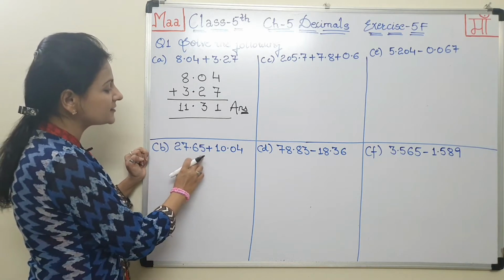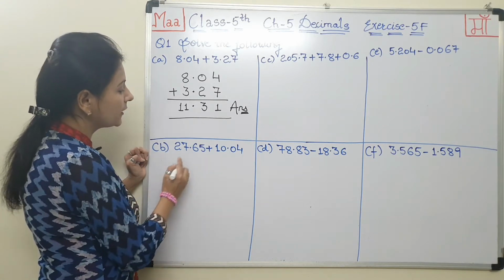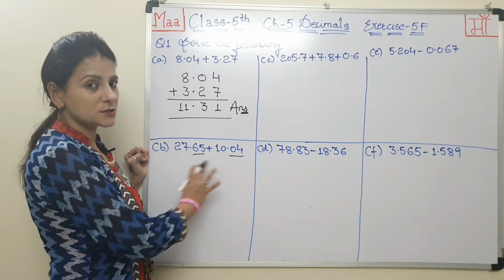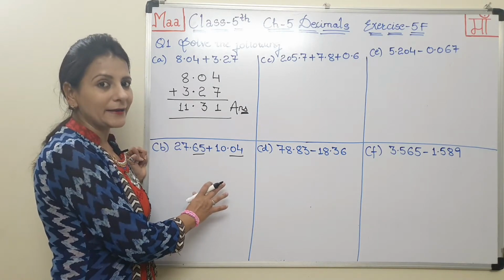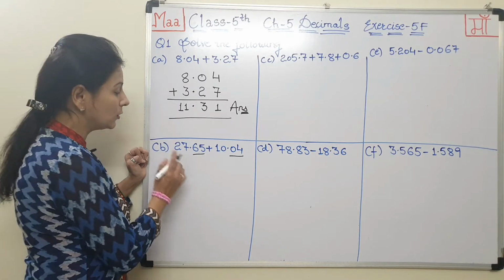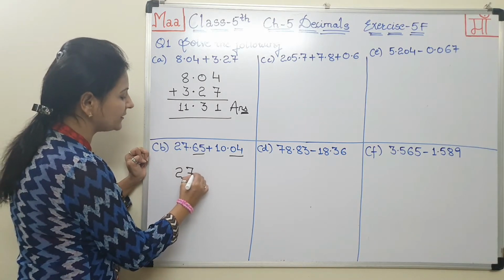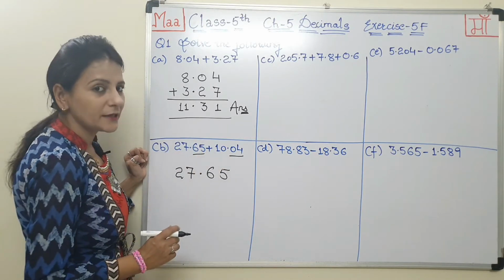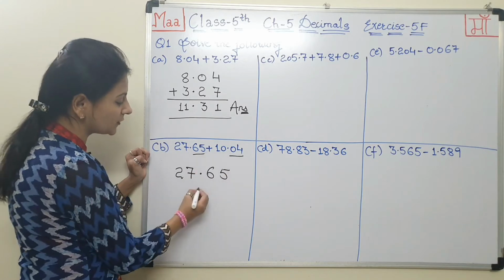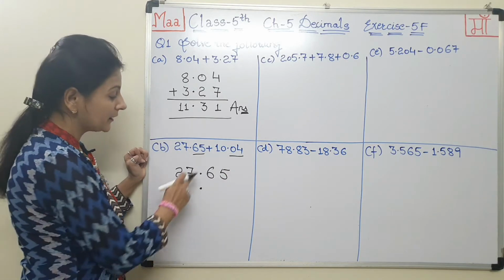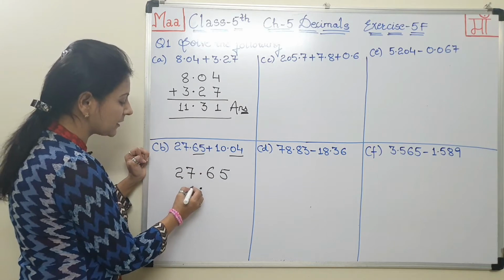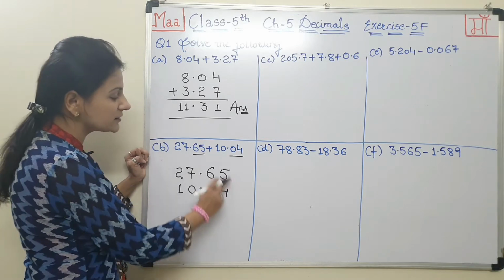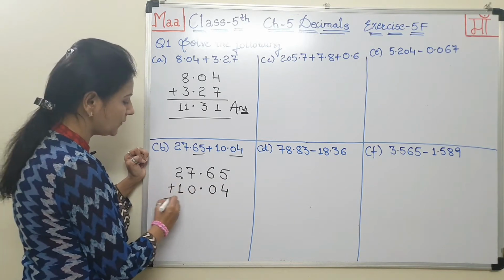Here 27.65 plus 10.04. Here also you can see, students, that after the decimal two digits are there. That means these two decimal numbers are also given in like decimals. So we will simply arrange them in column. So see the first decimal number 27.65. Under this decimal number, we will arrange the second decimal number, that is 10.04. So firstly put the decimal under the decimal point, and then before the decimal will come 0 and 1, and after the decimal will come 0 and 4. So like this you will arrange it in column, and then you will add it.